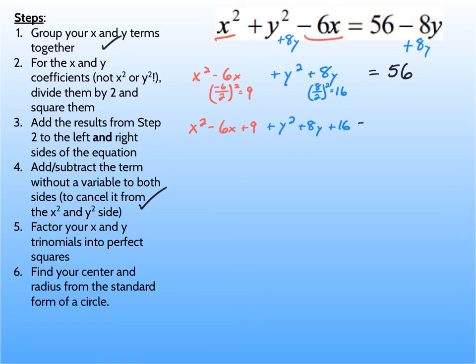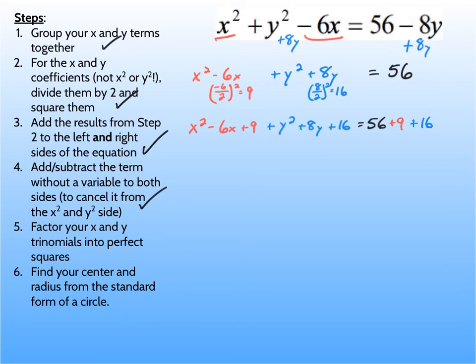And then on the right side of the equation, we have the original 56. Now, of course, remember, we added this 9 and we added this 16 to both sides. So what we need to do is add the 9 on the right side and add the 16 on the right side. So now we've taken care of steps 2 and 3 right there.